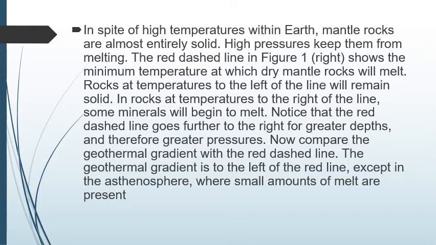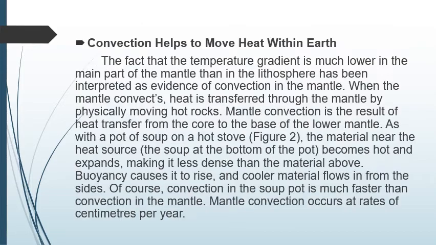Now compare the geothermal gradient with the red dashed line. The geothermal gradient is to the left of the red line, except in the asthenosphere, where small amounts of melt are present. Convection helps to move heat within Earth. The fact that the temperature gradient is much lower in the main part of the mantle than in the lithosphere has been interpreted as evidence of convection in the mantle. When the mantle convects, heat is transferred through the mantle by physically moving hot rocks.